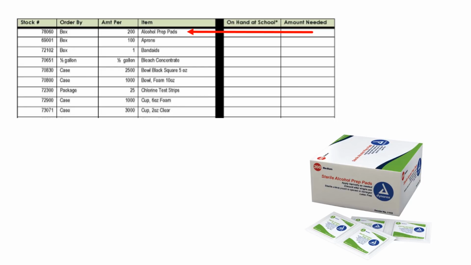Alcohol prep pads are to be used to sanitize your SmartTemp's thermometer probe. You will only use a few of these pads a day. There are 200 in a box. A box will last you about 2 to 3 months.